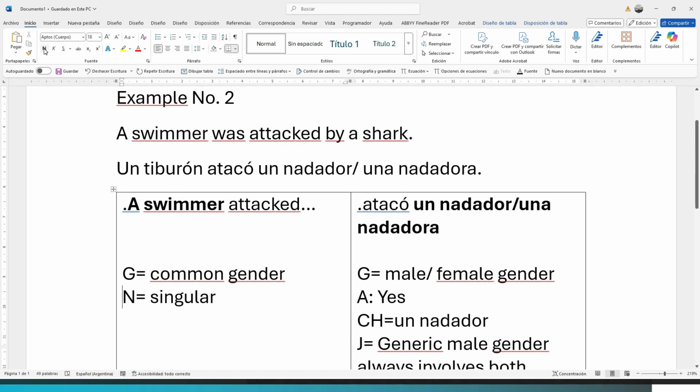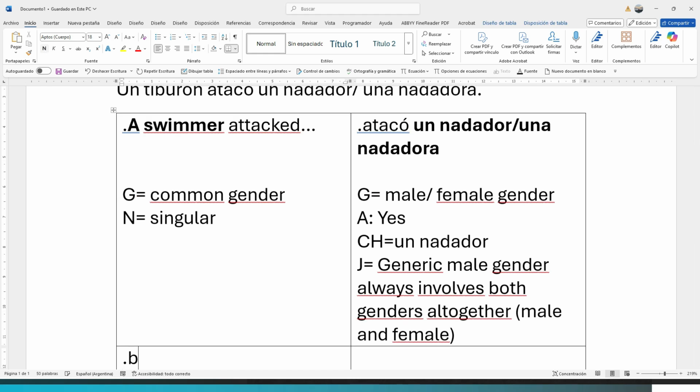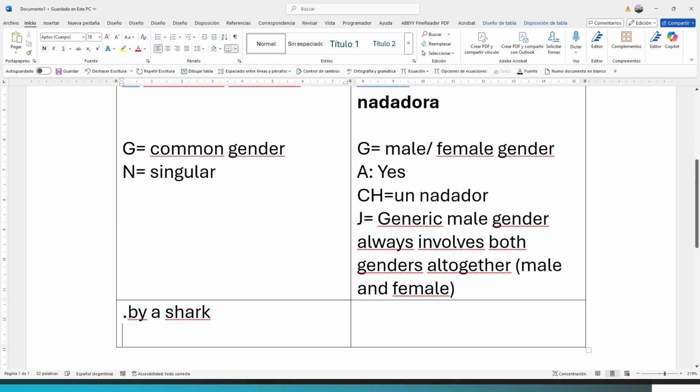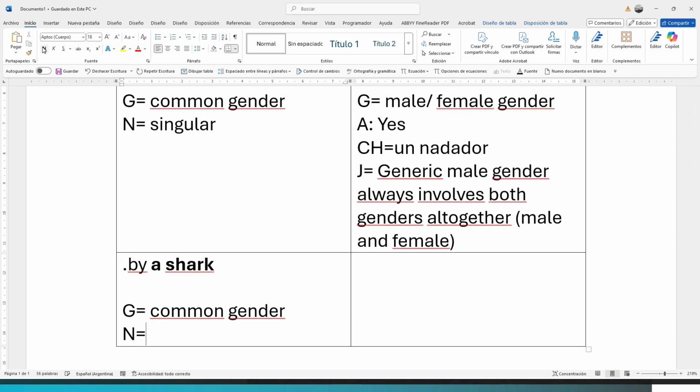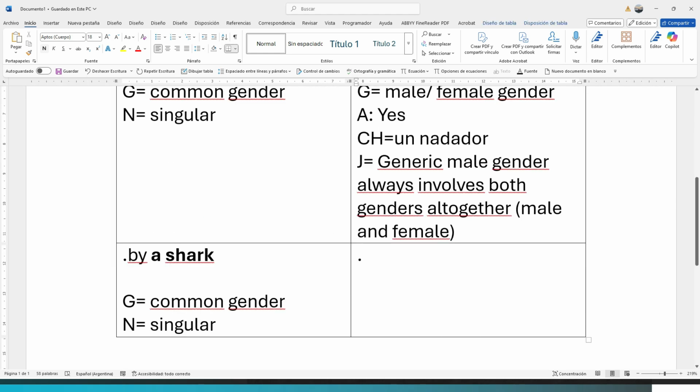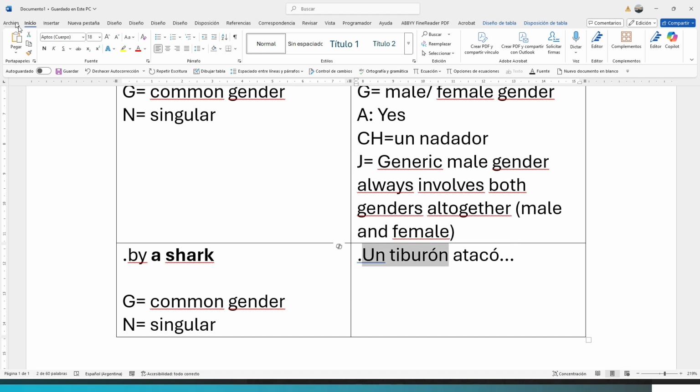But we also have another kind of ambiguity here. What about shark? By a shark. Okay. We have gender, common gender in English. Number, singular. But what about in Spanish? Atacó a un tiburón. Okay, so I'm going to highlight un tiburón.